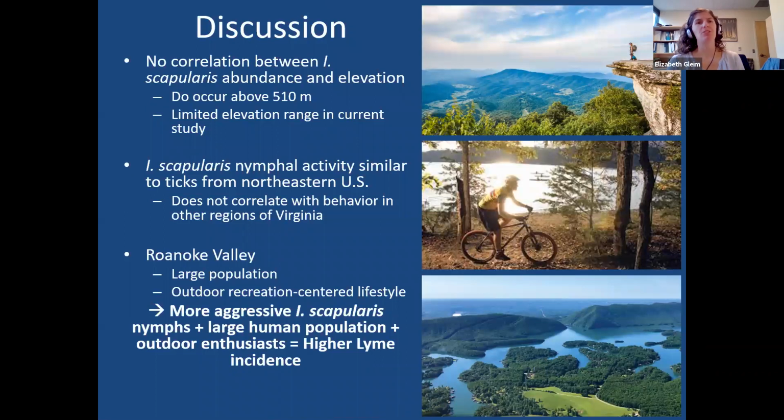So again, I mentioned this lack of correlation between Ixodes scapularis abundance and elevation. They do occur above that magical cutoff, which was specifically 510 meters as reported in the literature previously. But I will say that our data is limited. At the end of the day, we are in the Roanoke Valley, which tends to be at a higher elevation than if you were to go to the eastern portion of the state.